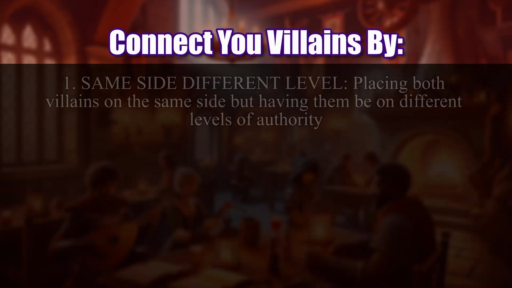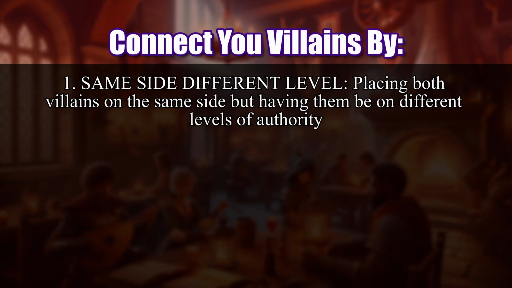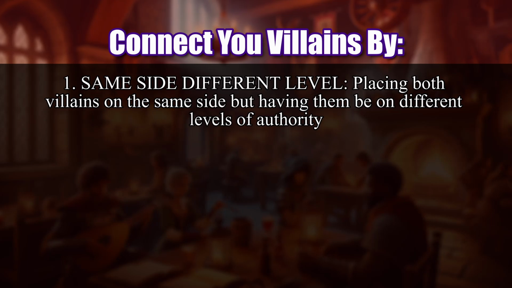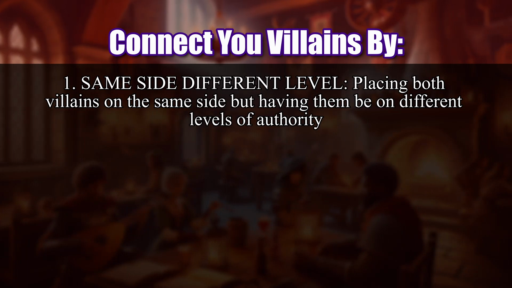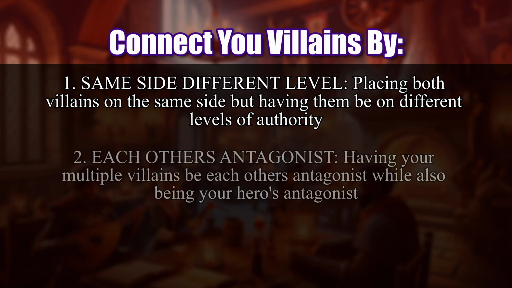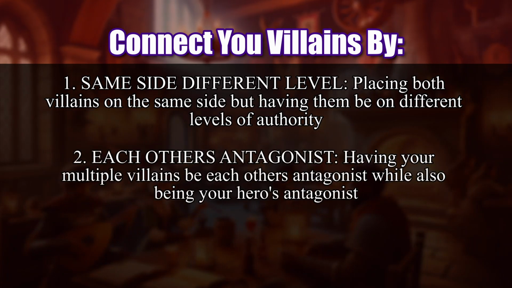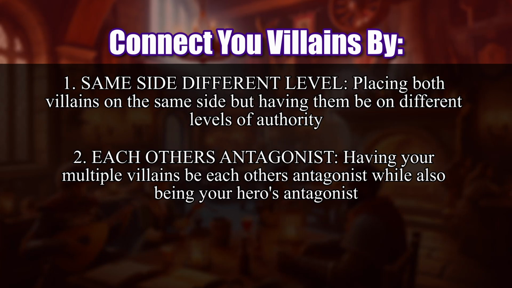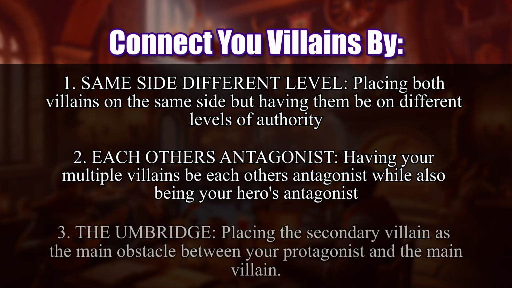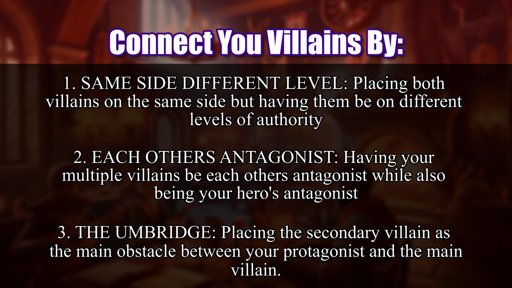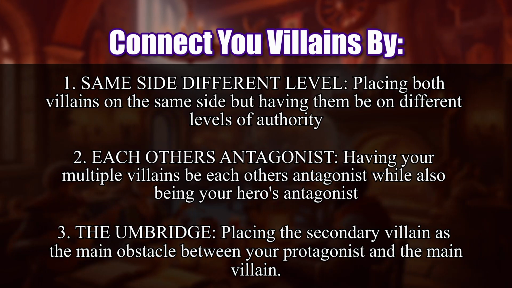To make adding multiple villains to your story satisfying, you need to connect your villains: same side, different level, placing both villains on the same side but having them be on different levels of authority and having different skill sets; each other's antagonist, having your multiple villains be each other's antagonist while also being your main character's antagonist; and the Umbridge, placing the secondary villain as the main obstacle between the protagonist and the main villain.